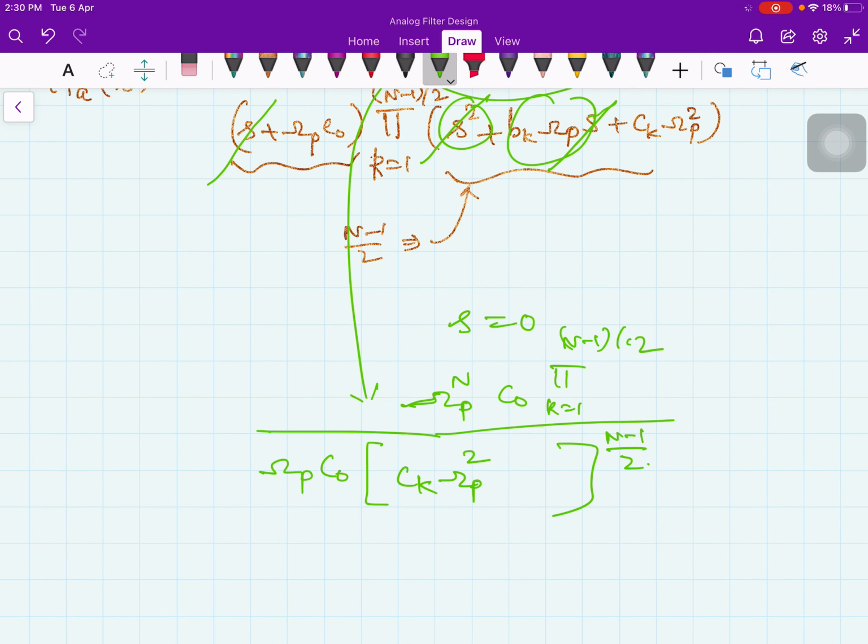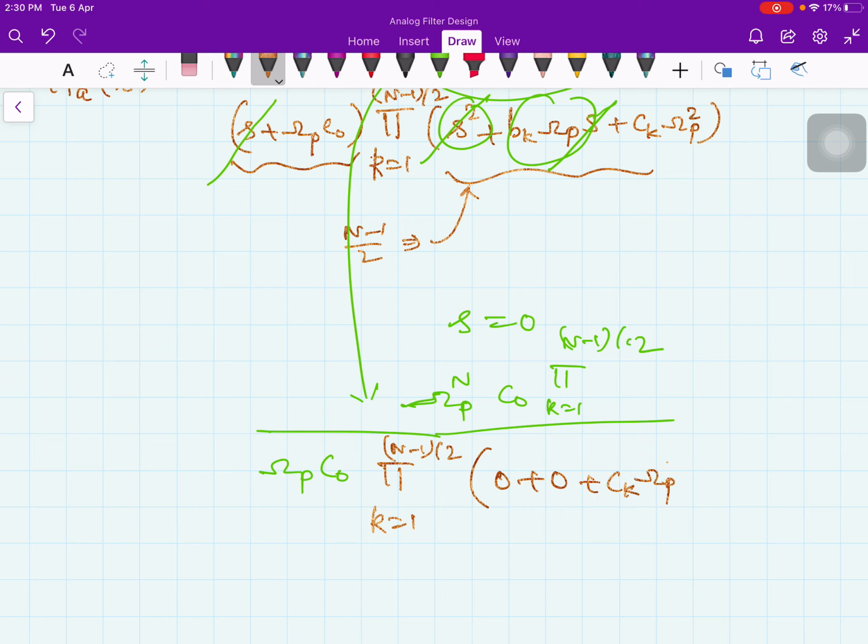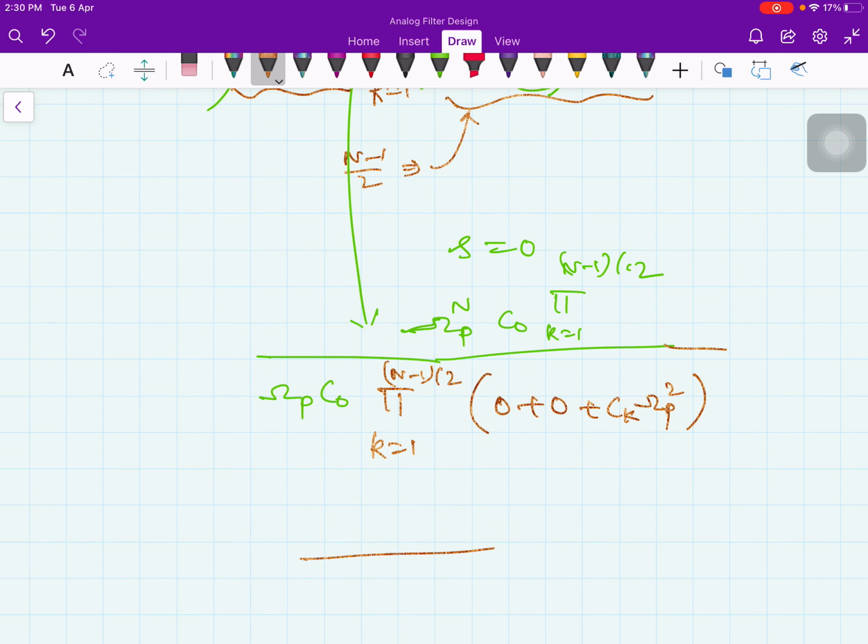And here I made a mistake, I am very sorry, I beg your pardon. So the product over k equal to 1 to (n minus 1)/2 of (0 plus 0 plus ck omega p squared). Now simplify this. In the numerator, this c0 will get cancelled, omega p to the n, then the product over k equal to 1 to (n minus 1)/2 of ck, in the denominator omega p.